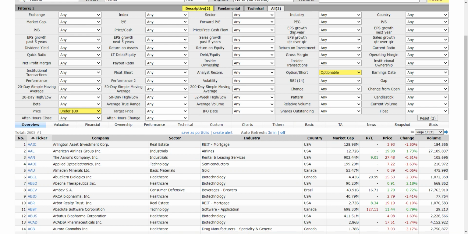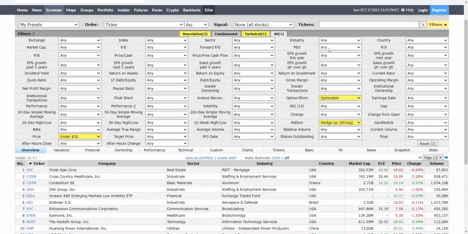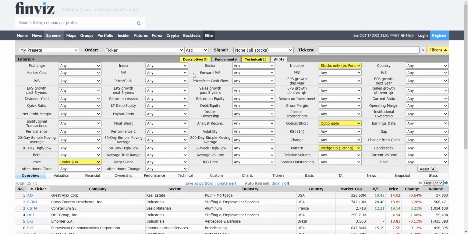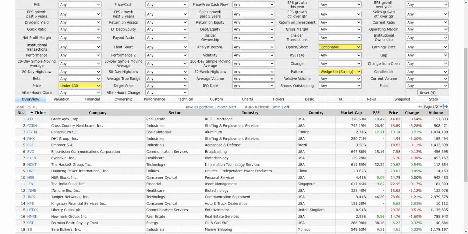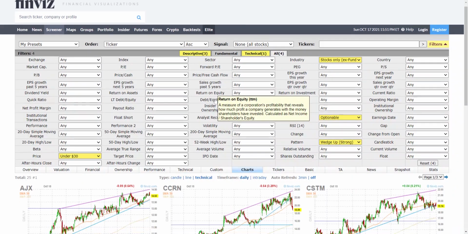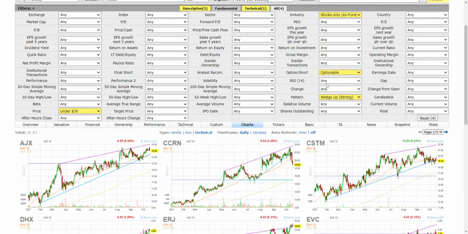After that, I'm going to be talking about the pattern. We are going to be looking for wedges, and we're going to be looking for the wedge up pattern. We want the wedge up, and it could be strong. We're only going to be looking for stocks that are optionable, so the number has been cut down to 25. So there are 25 stocks that are in a wedge. You can go ahead and screenshot this, and let's just talk about it.